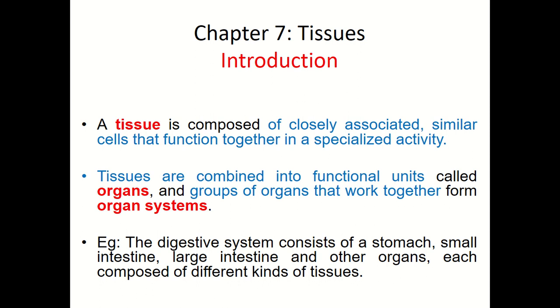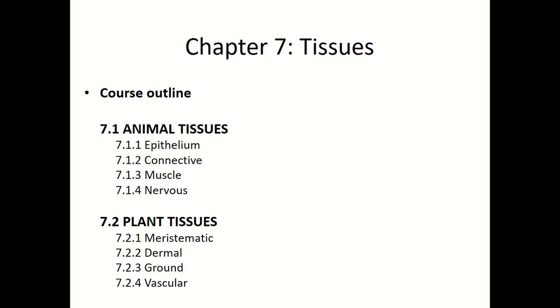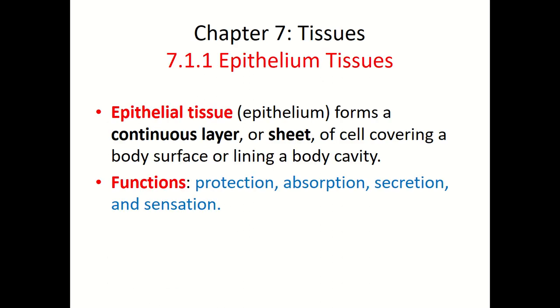For example, the digestive system consists of the stomach, small intestine, large intestine, and other organs, and each of these organs is composed of different kinds of tissues. So in animal tissues, there are four types of tissue. We have epithelial tissue, connective tissue, muscle tissue, and nervous tissue. Meanwhile, plant tissue is also divided into four tissues, which are meristematic tissue, dermal tissue, ground tissue, and vascular tissue.